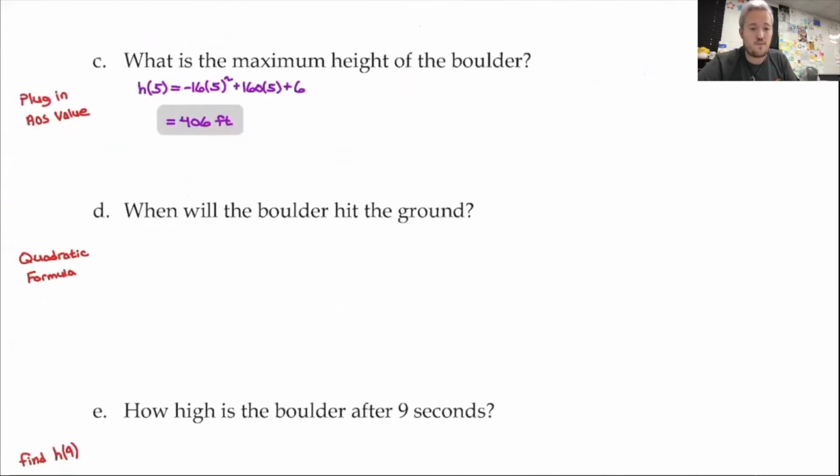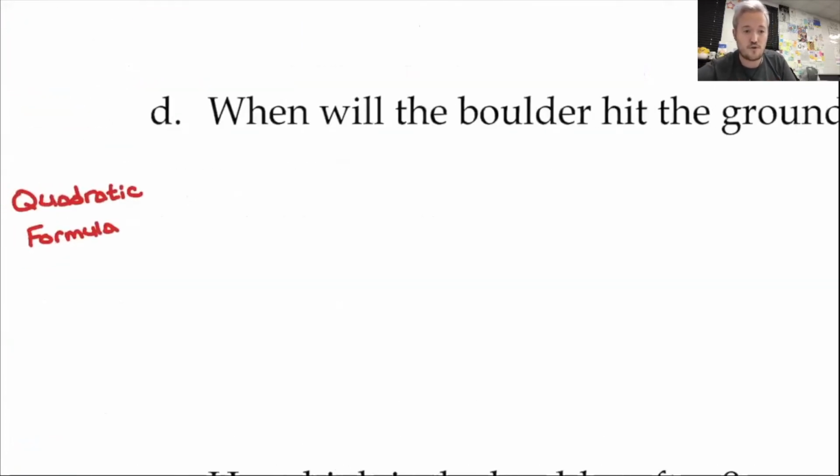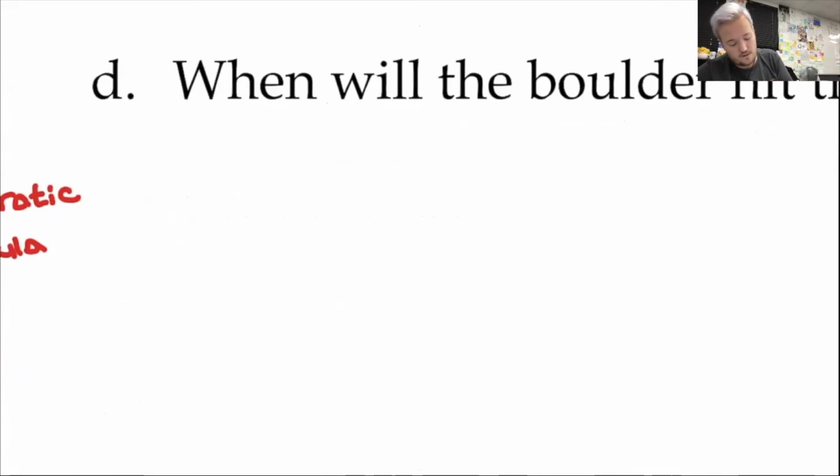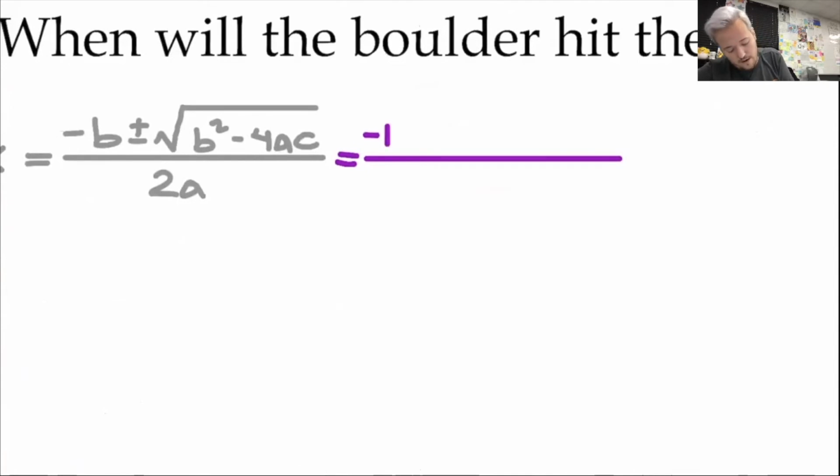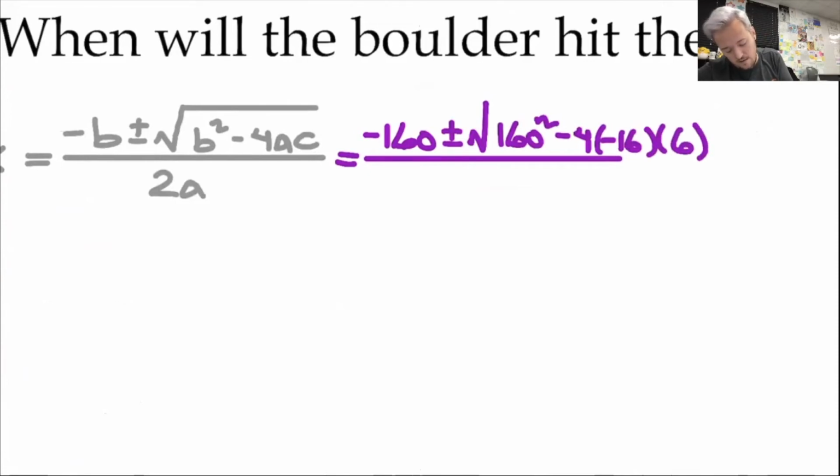All right, and now I want to find when the boulder is going to hit the ground. So this is the quadratic formula. Is it still here? Booyah. All right, so using the quadratic formula, that little beast. So we're going to have negative 160 plus or minus the square root of 160 squared minus 4 times A times C, all over 2 times A.